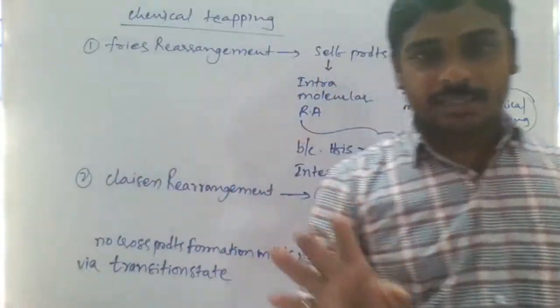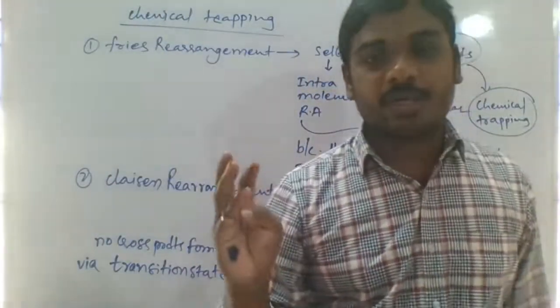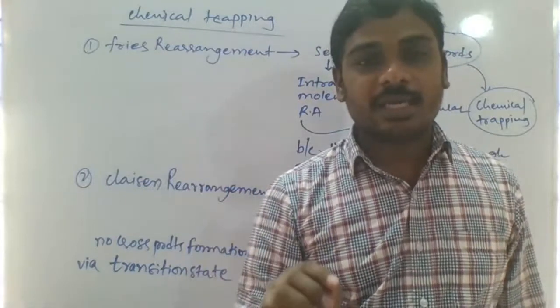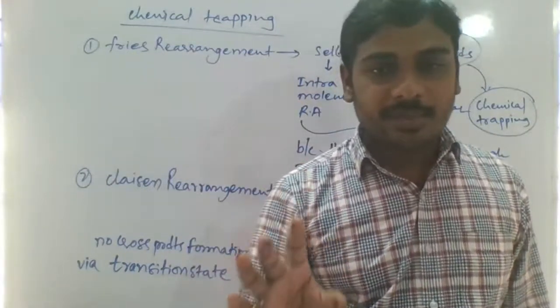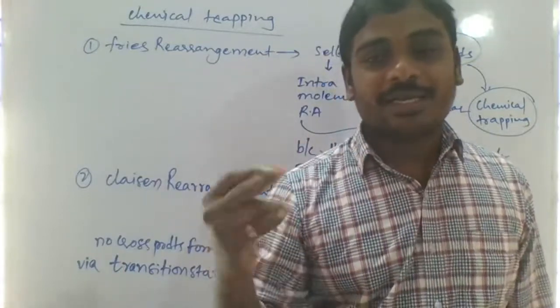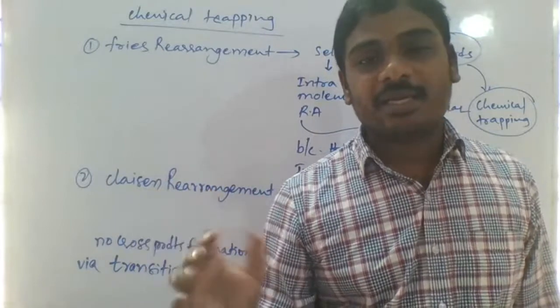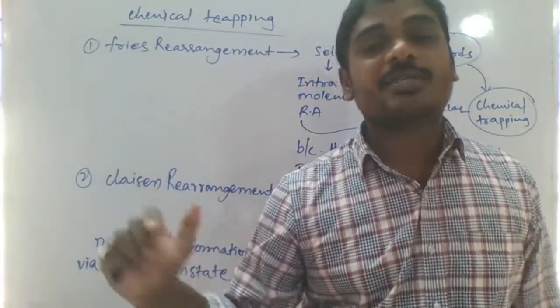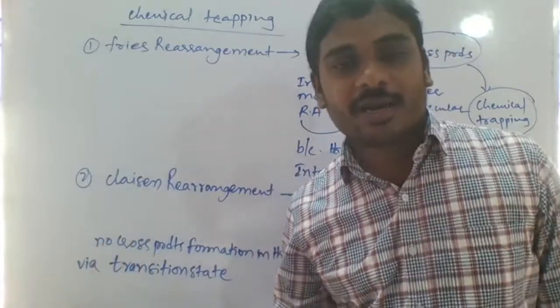We are taking two reactions for the chemical trapping: one is the base rearrangement and the other the Claisen rearrangement. In the base rearrangement, chemical trapping mainly takes place, meaning cross products are formed. But in the case of the Claisen rearrangement, no cross products are formed, only self products are formed, because the mechanism proceeds via a transition state.